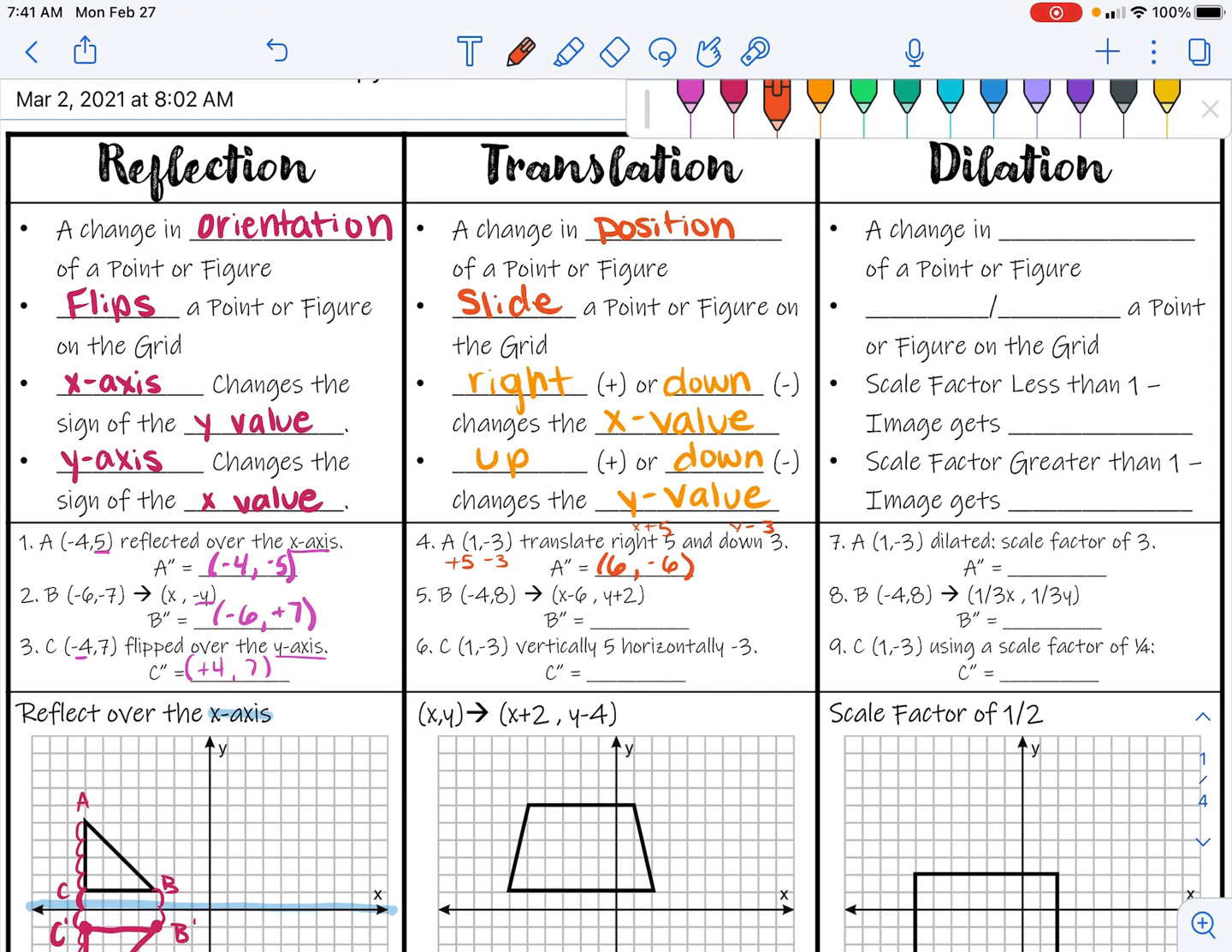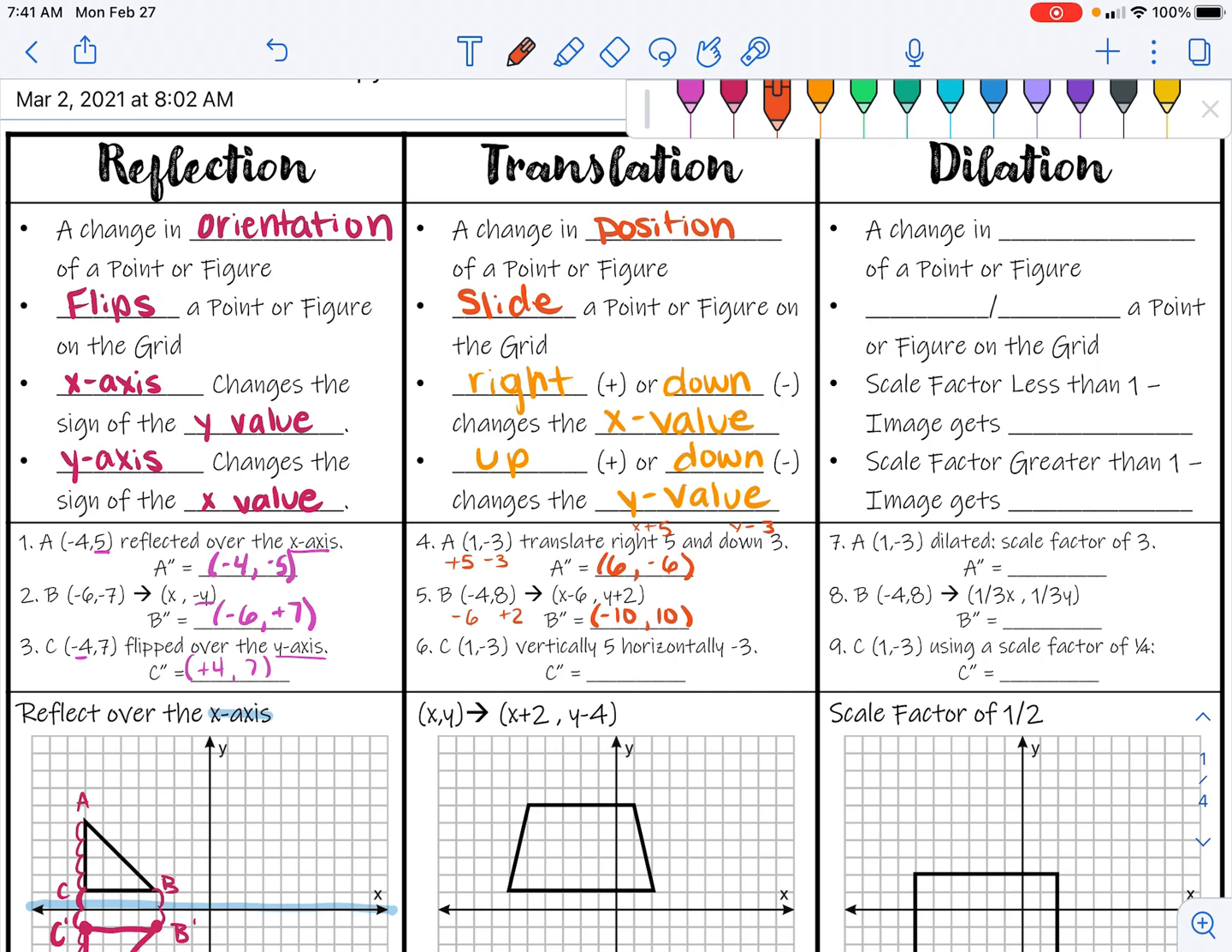For number 5, they actually gave us those x, y changes, the x plus and minus. So it says -6 and +2. Sometimes they'll give them to you in the backwards order, so just be careful with that. -4 take away 6 is going to be -10. 8 plus 2 is going to give me +10.